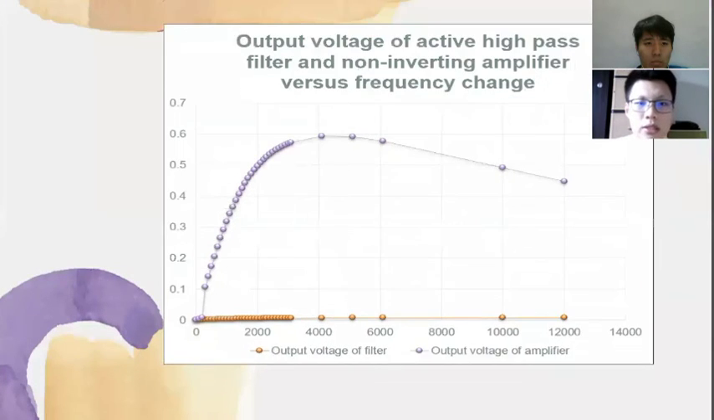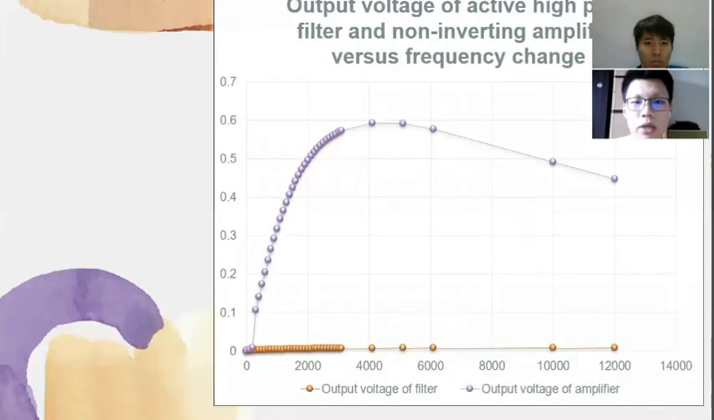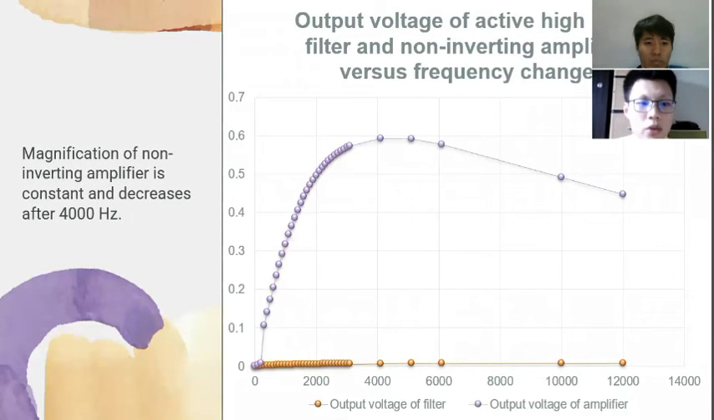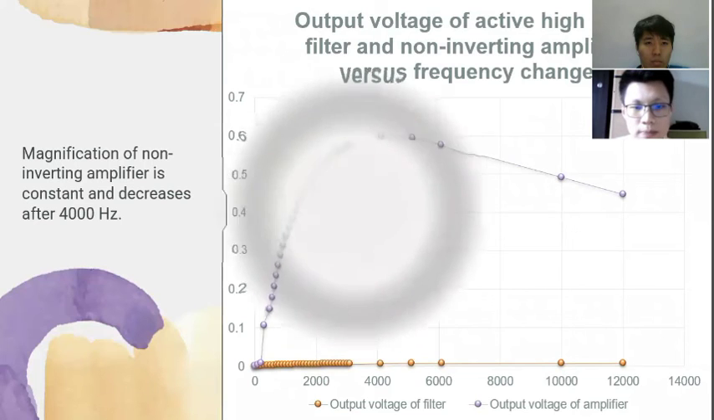The last graph is the output voltage of the active high pass filter and non-inverting amplifier versus frequency change. We found that the magnification of the non-inverting amplifier is constant before the frequency changes to 4 kilohertz, and it will decrease after 4 kilohertz.